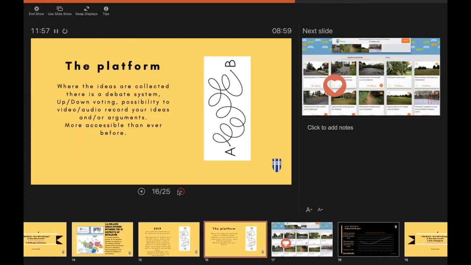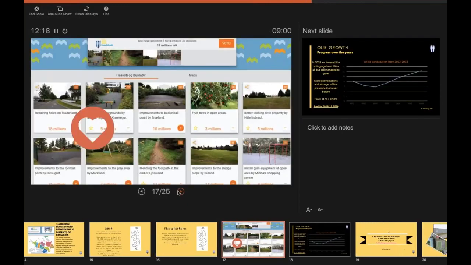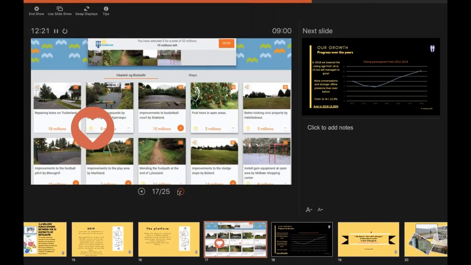I want to show you the platform we use, where we collect the ideas. We have a debate system, up and down voting, and the possibility to video and audio record the ideas. And we have some ways to argue for and against ideas. So it's more accessible than it was. Here you can put a star or a heart, and there you can see that the budget for the project is there, and when you choose, you have a limited amount of money to spend. So this is how it looks.